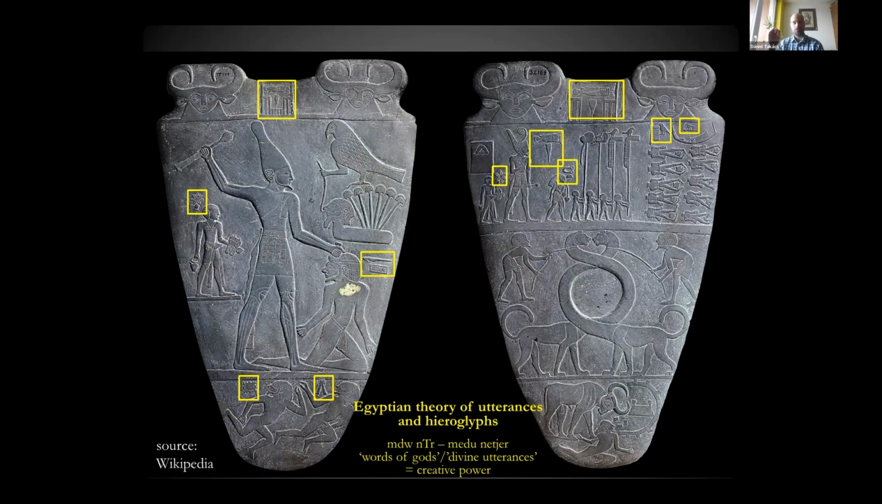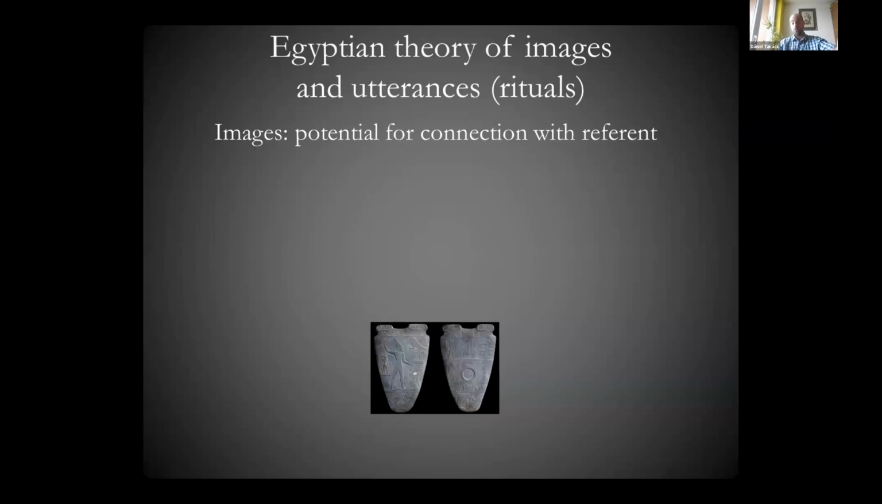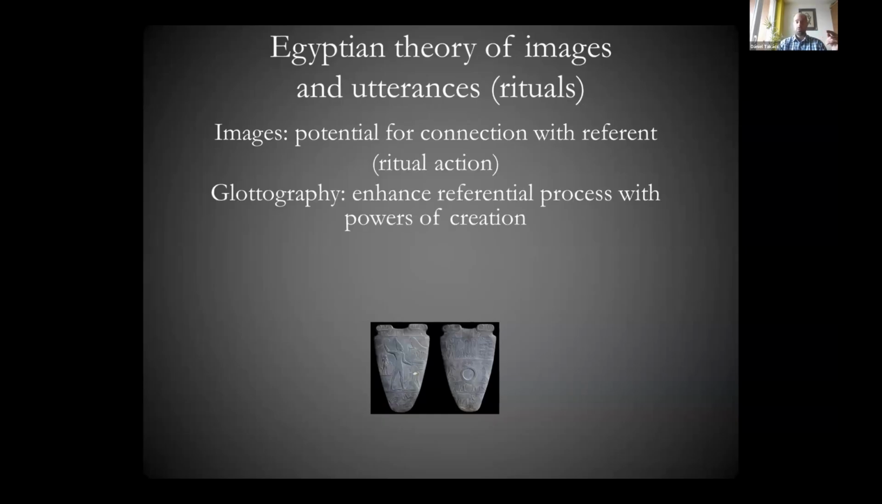The very name for the ancient Egyptian hieroglyphic system itself was Medu Necher, which means words of the gods or divine utterances, which are always full of creative powers. So there are these magical ritual contexts when glottography originally appeared in ancient Egypt, always paired with the images that are able to connect to their reference, where glottography somehow makes this referential process perhaps a little bit more exact and imbues it with the power of creation.